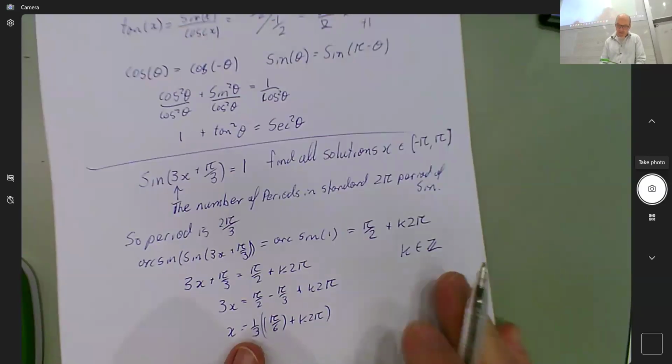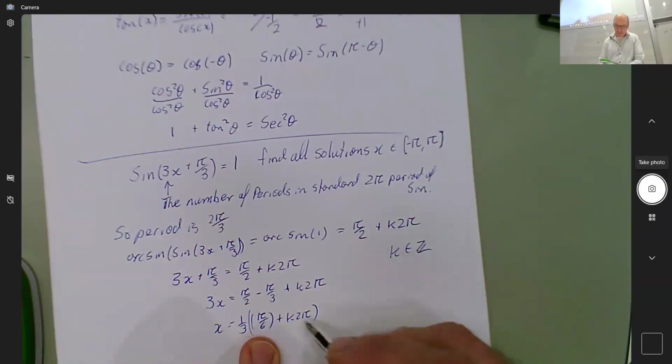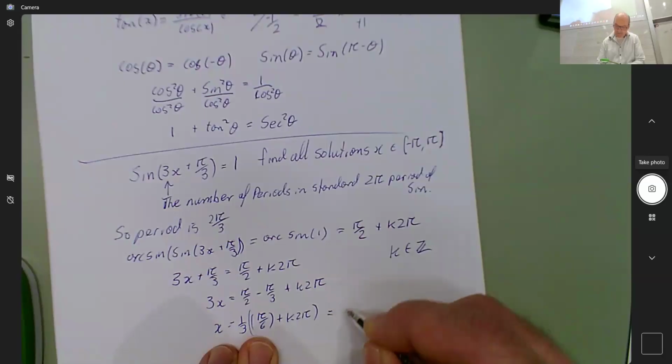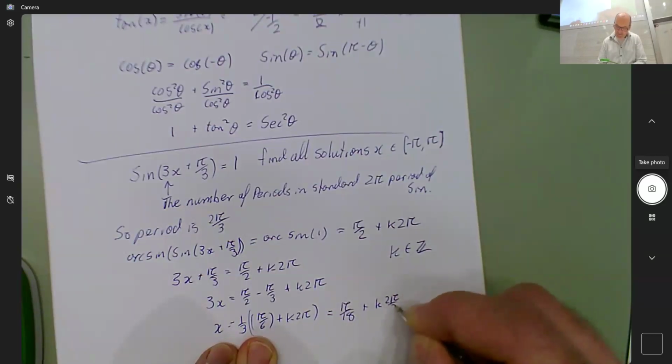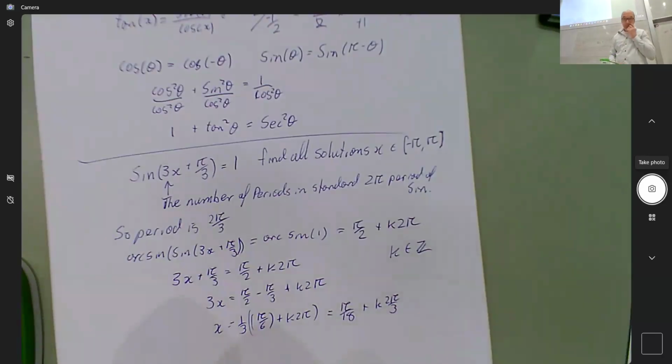All right, so I've got to apply that 1/3 to both the first thing, but also the K2 pi. So it's going to be pi on 18 plus K lots of 2 pi on 3. This is where I swear slightly because I'd really like to put all the answers on the page.